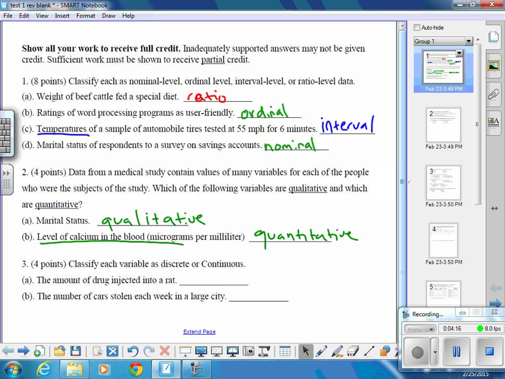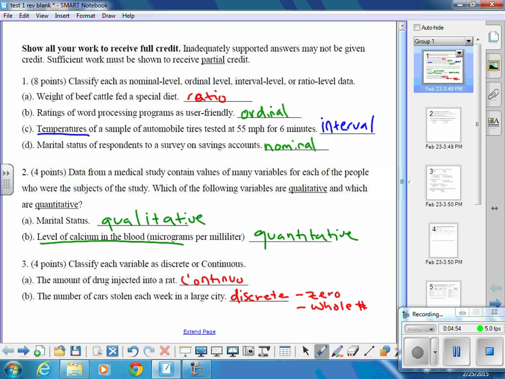Now, the next one says classify each as discrete or continuous. Let's talk about the difference. The amount of drug injected into a rat and the number of cars stolen in a week. Discrete data can have a 0 as an answer, and it's also going to be a whole number, meaning it's not going to be 2.5. So whole number. The other one is continuous, because continuous has fractions and decimals.